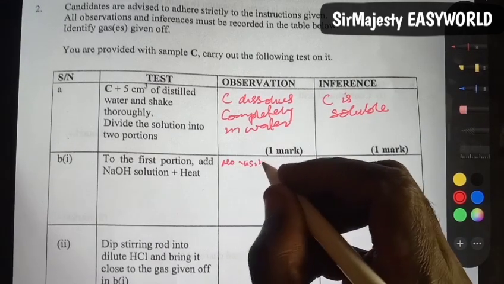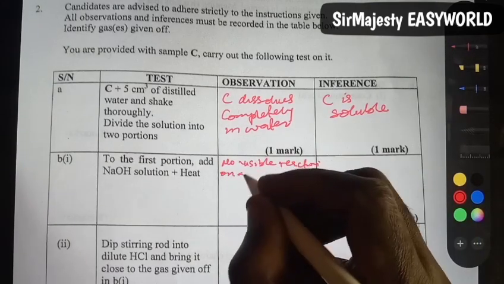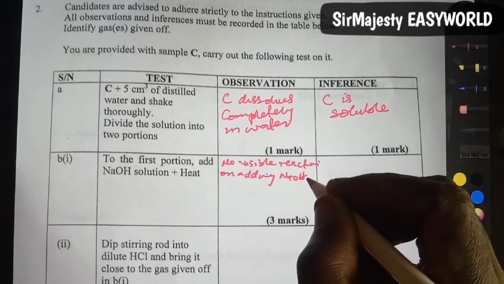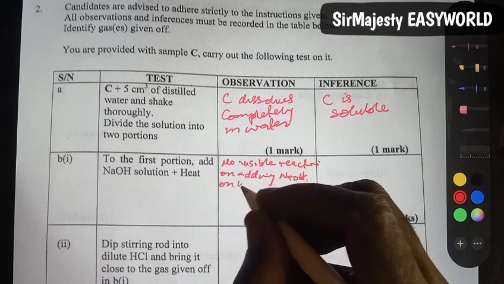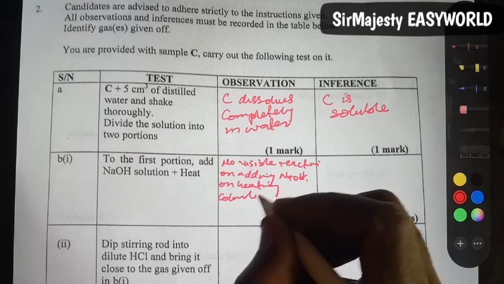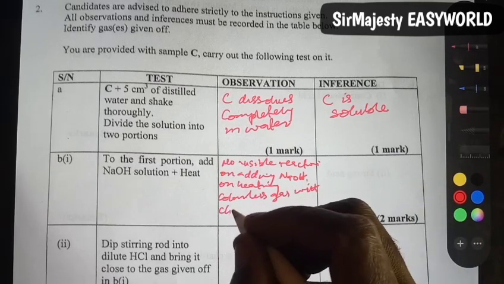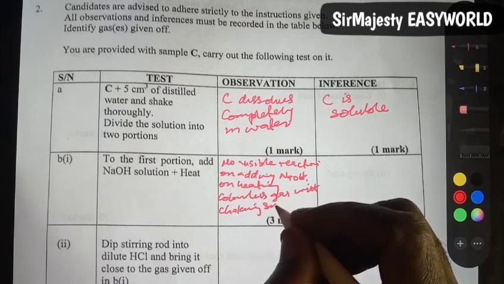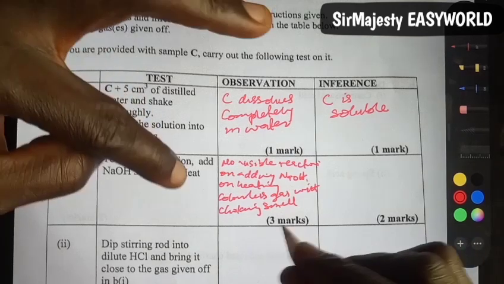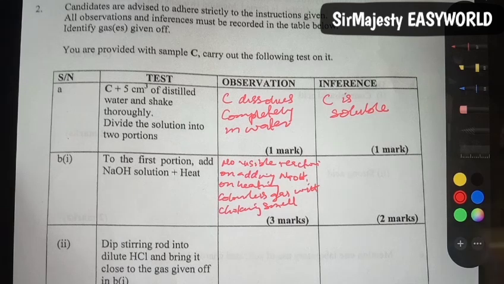No visible reaction on adding NaOH solution. On heating, colorless gas with a choking smell, which turned moist red litmus paper blue, liberated. You can complete it there.